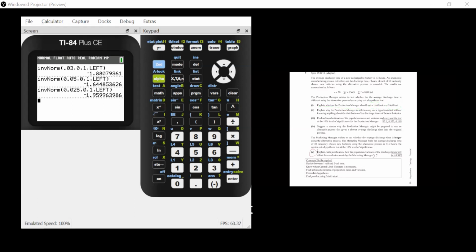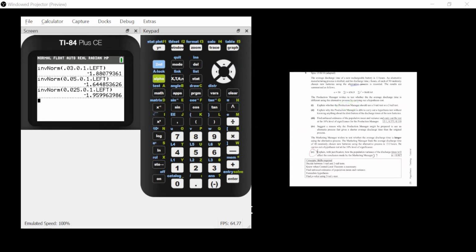In this case, discharge time is 13 hours. It just means your lifespan of the battery, is it? Yes? So would you want better discharge time or would you want higher or lower discharge time? The lifespan. Higher, right? So that means should you do one tail test or two tail tests? There's one favorable direction.